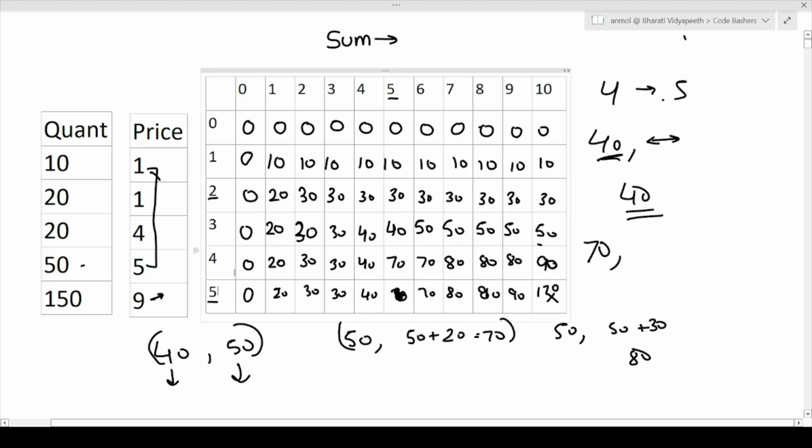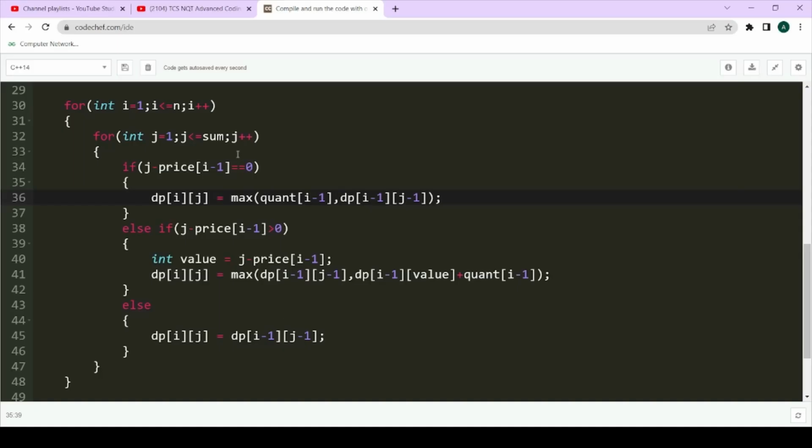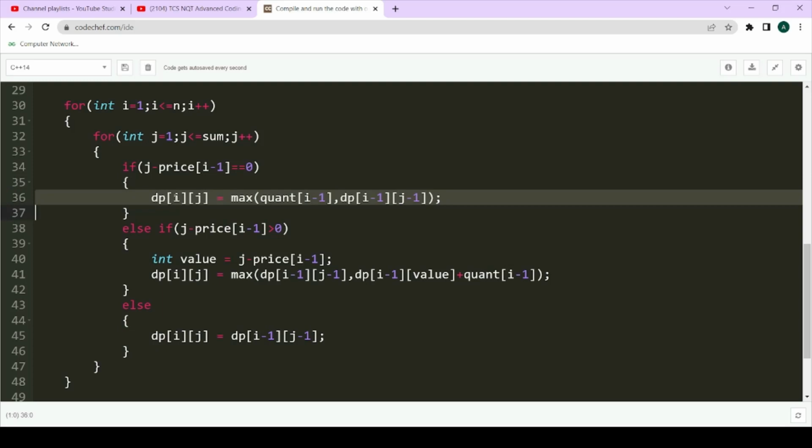That is dp of i minus 1, j minus 1. So here dp of i minus 1, j minus 1. And since we have spent all the money in buying that particular item, what is the quantity that particular item is giving to us? Then the second value will give us the quantity of that item. That is quantity of i minus 1. Okay. So both of these values, the maximum value we will take as dp of i j. So this was the one condition.